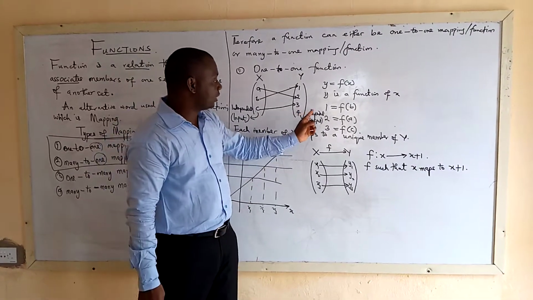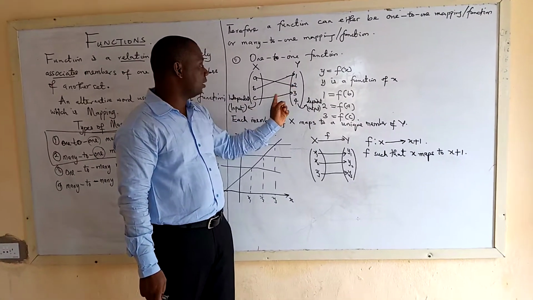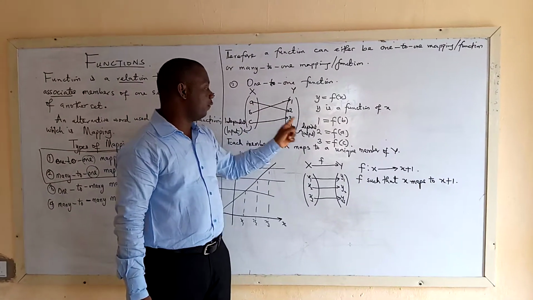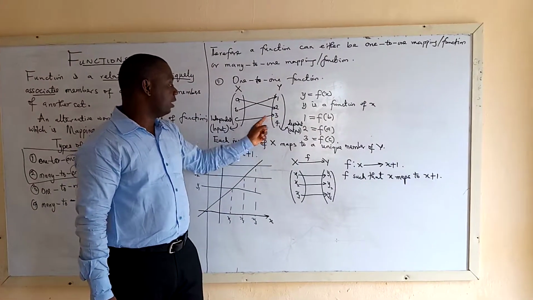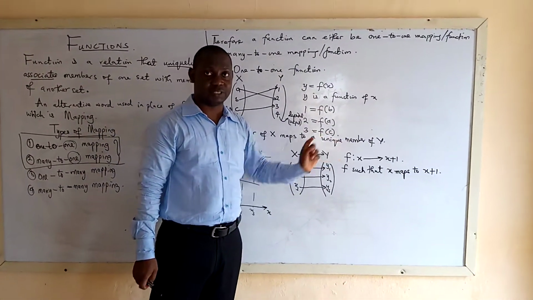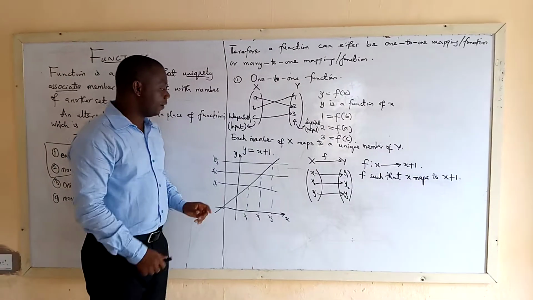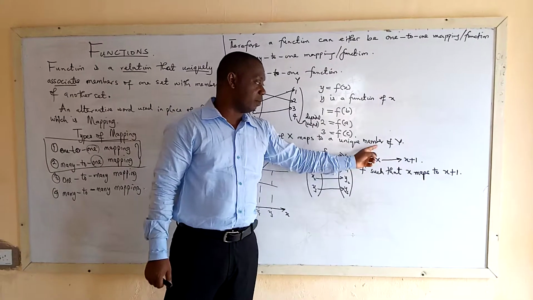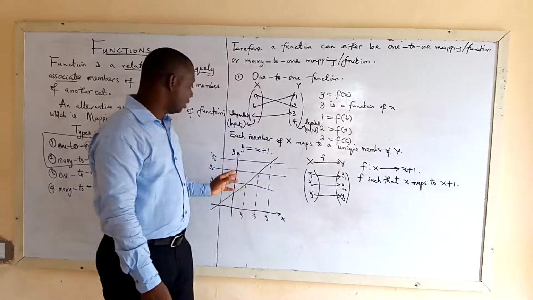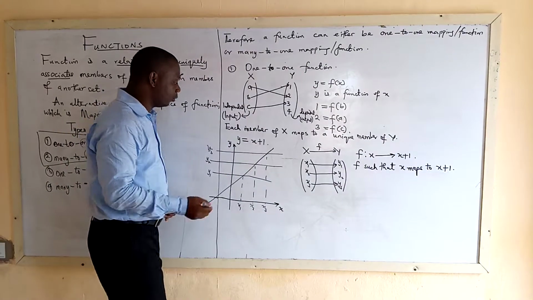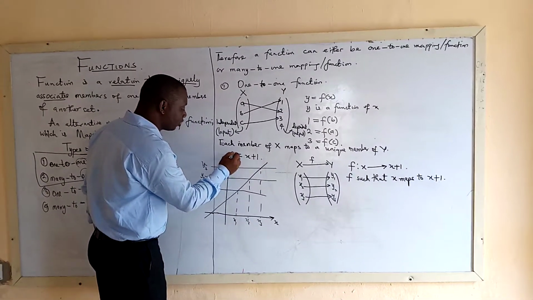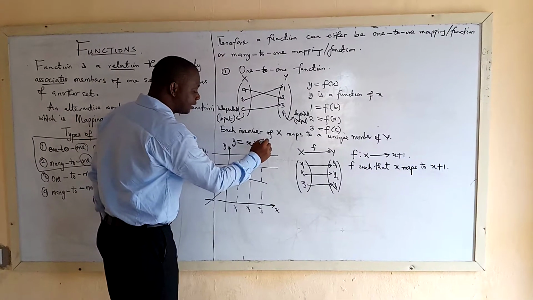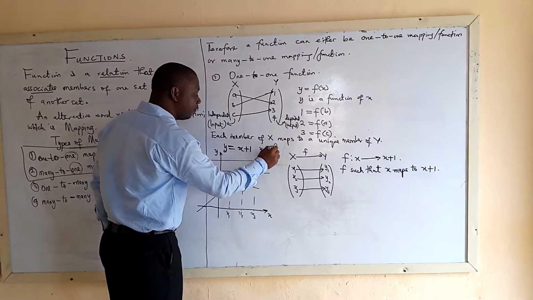So, like I put it, from here you can say 1 is a function of B, 2 is a function of A, and 3 is a function of C. What am I saying now? I said each member of X maps to a unique member of Y. Now, for example, if you have Y equals X plus 1, for X a member of the real numbers.